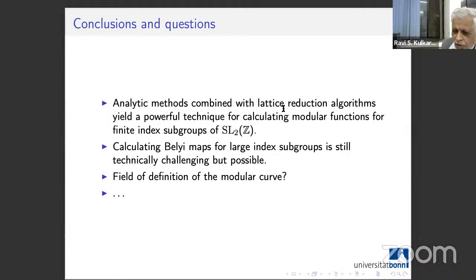So for the low index subgroups, people must have made these calculations. Low index is how low? Until 24 is already large. Is large, I see.